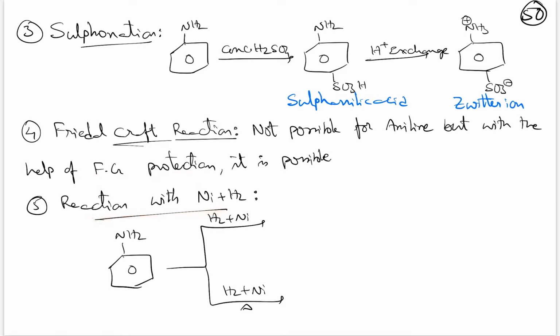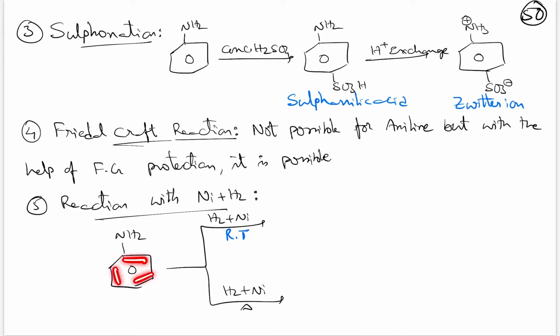Then reaction with nickel plus H2, that is catalytic hydrogenation. In aniline, the NH2 group is already a reduced group, so there is no further reduction of the NH2 group. If any reduction has to happen, it should be to the benzene double bonds. But when you are doing hydrogenation at room temperature, the benzene double bonds will not undergo any reduction. There will be no effect on the benzene double bonds.